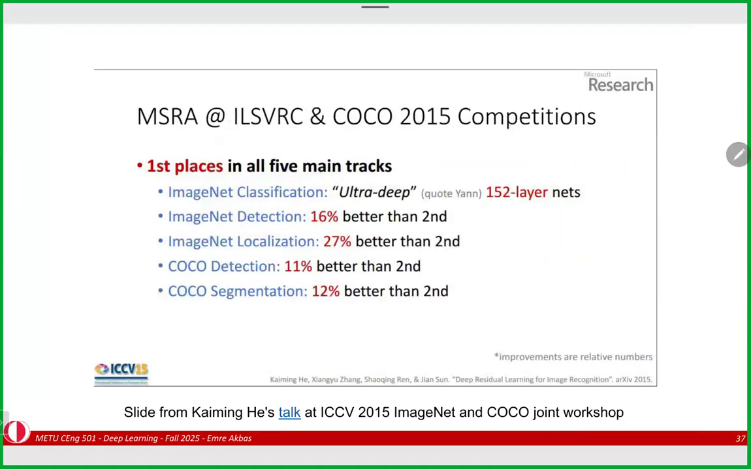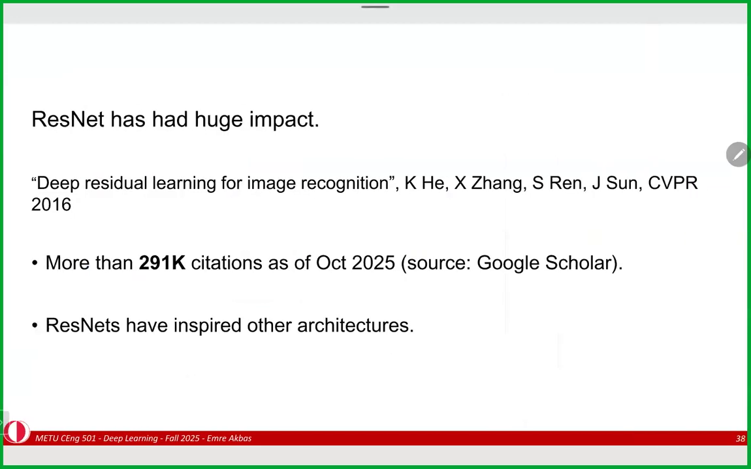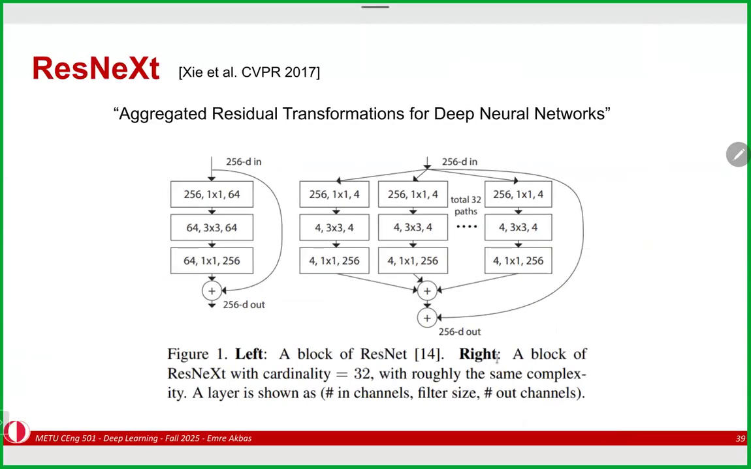And after this ResNet proposal, it got first place in all 5 main tracks: classification, detection, localization, COCO detection, and segmentation. These are very highly respected benchmarks. And even after that, it has had a huge impact, almost 300,000 citations as of today. And they also inspired other architectures, such as ResNeXt.